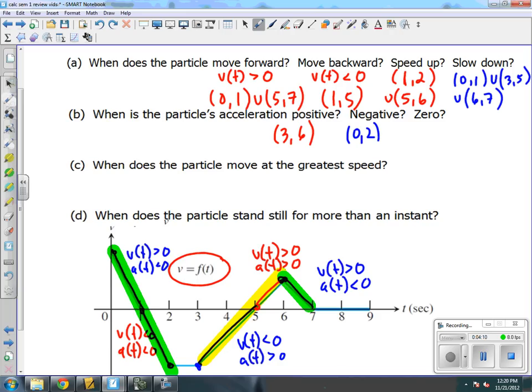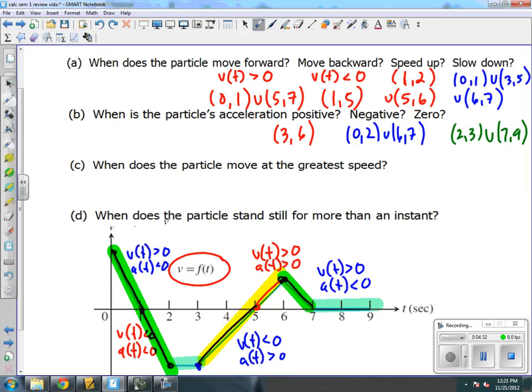And then again from 6 to 7. And then lastly, where's acceleration 0? That happens when the slope is 0. And that happens 2 times on this graph, from 2 to 3, and then again from 7 to 9. So from 2 to 3, acceleration is 0, and in union with 7 to 9. Again, it's a flat line, 0 slope is a flat horizontal line.